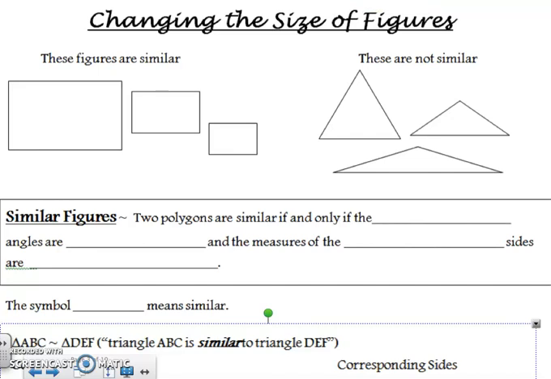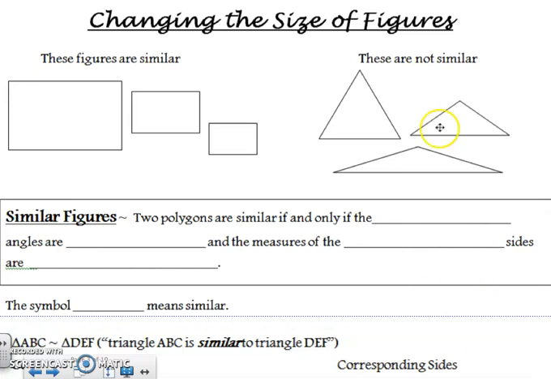Okay, in this video we're going to learn about similar figures. We've learned about congruent figures, but now they're just going to be similar, okay? So they're not going to be congruent, but they're going to have some things in common. So these are similar, and these figures are not. So what do you notice about something that is similar versus something that is not?